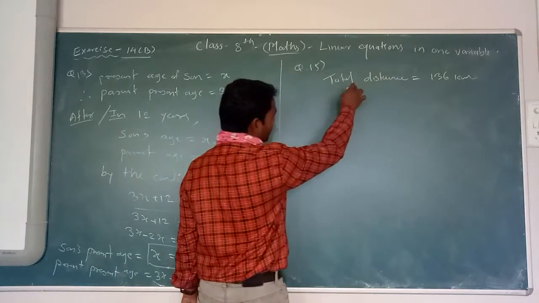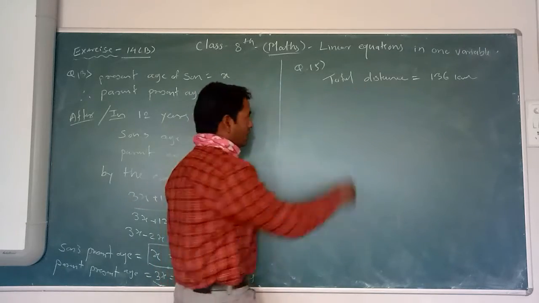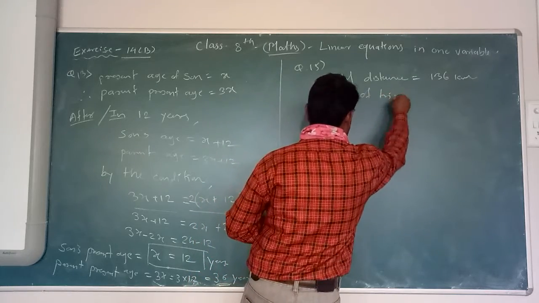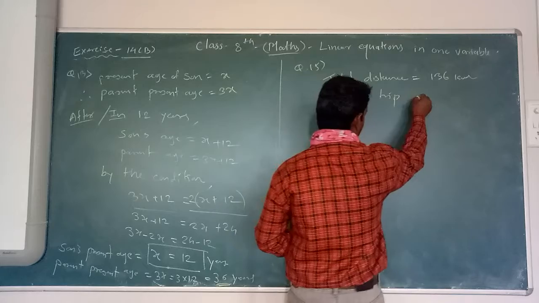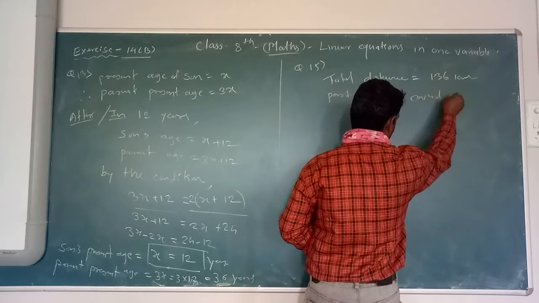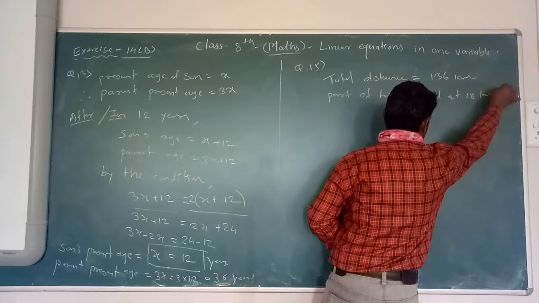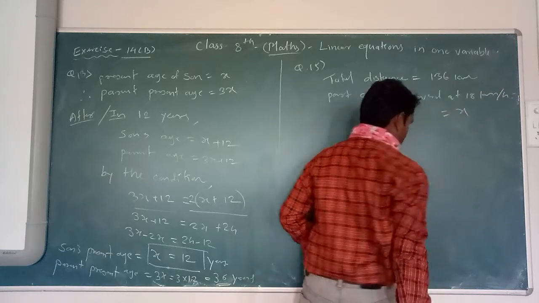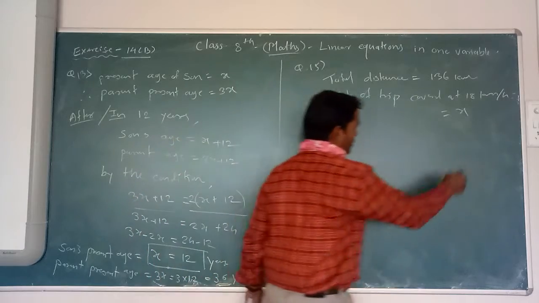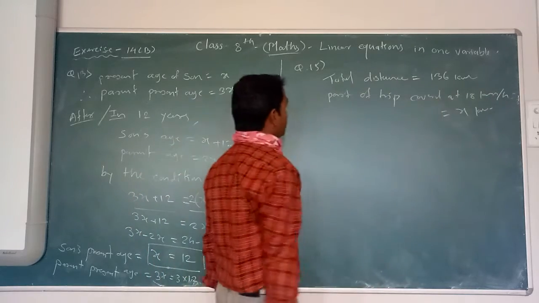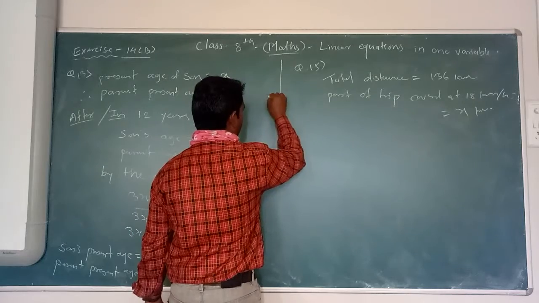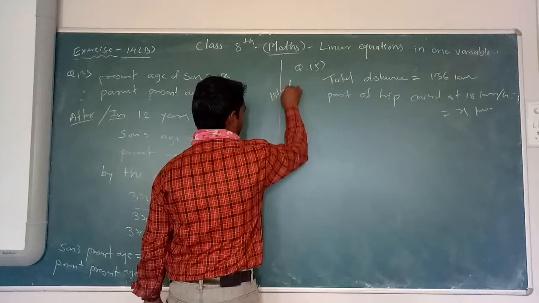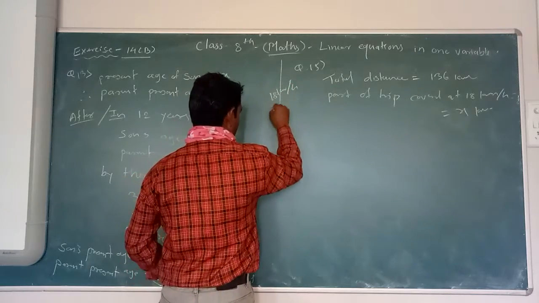So after that we will take one part. We will take the x. Part of trip covered at 18 km per hour is equal to x kilometer. That means some part is covered by 18 km per hour and some part is covered by 15 km per hour.